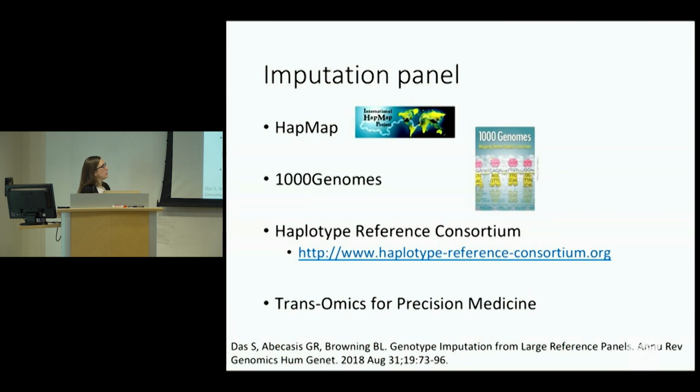Now, there are multiple imputation platforms available, so the haplotypes for imputing SNPs. The original one was the HapMap project, which had the reference haplotypes. That expanded to be the 1,000 Genomes Project haplotypes. And then that expanded to the Haplotype Reference Consortium haplotypes. And then the latest imputation panel is the Trans-Omics for Precision Medicine, or TOPMed, panel. And these are all built off of whole genome sequencing data.